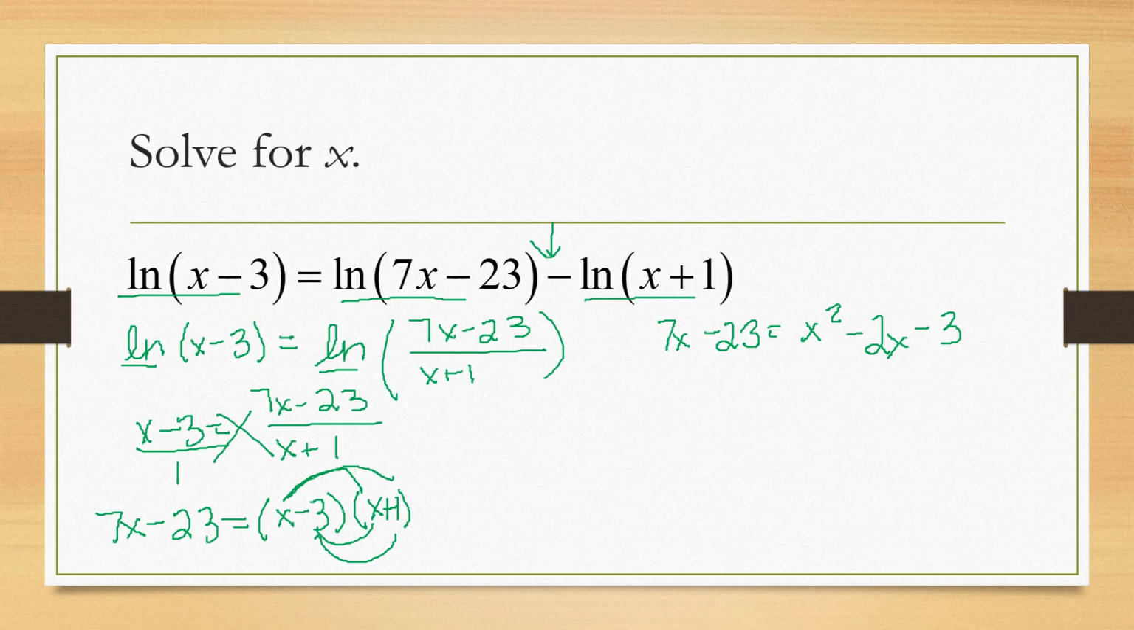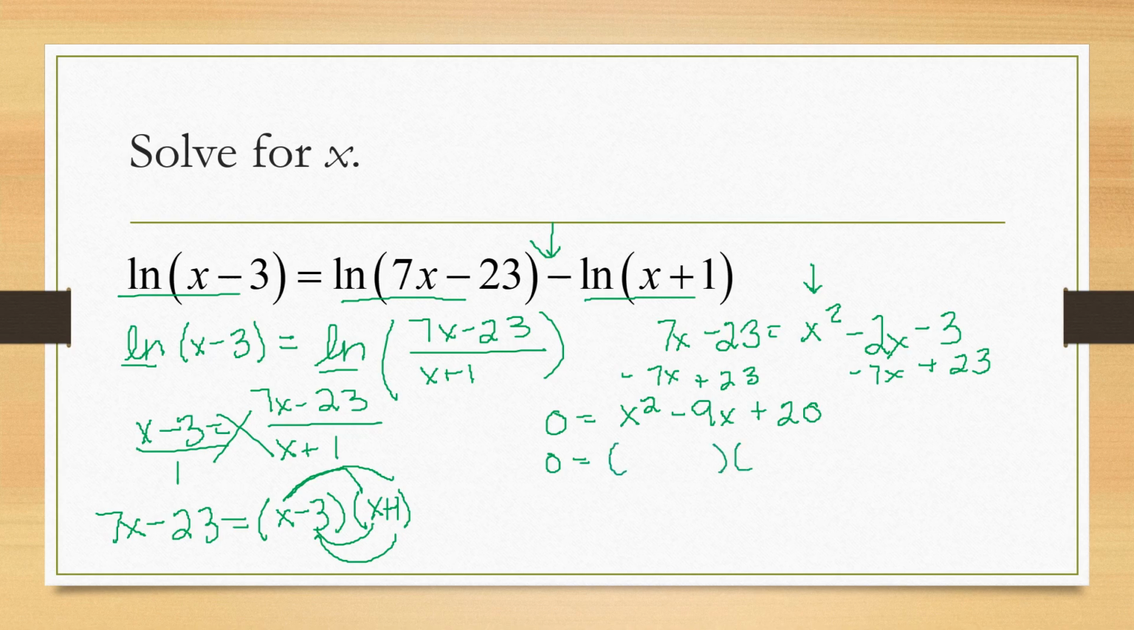So now I want to get these all onto one side of the equation because I have a squared unit, so I know it's going to be a quadratic. So I'm going to subtract 7x from each side and add 23 to each side. So I'll have 0 equals x squared, and negative 2x minus 7x is negative 9x. And then negative 3 plus 23 is plus 20. And I'll factor that.